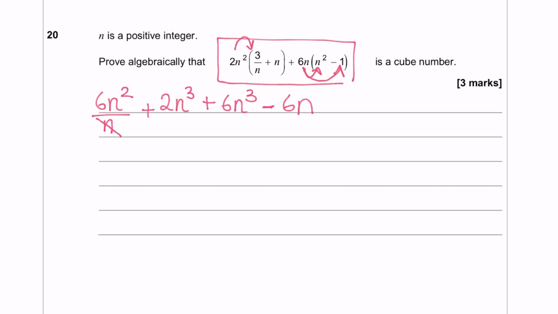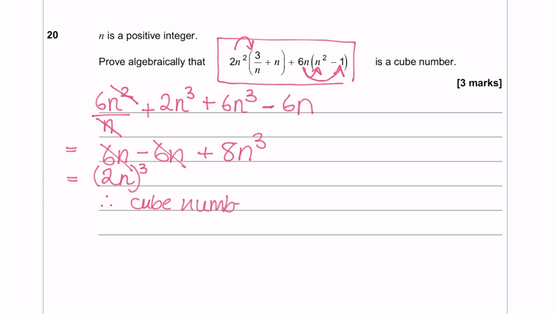Here we can see this cancels with that to leave us 6n. So we get 6n minus 6n. If we put those together, they disappear. And then we've got 2n cubed plus 6n cubed, which gives us 8n cubed. Okay, that's the same as 2n all cubed. And therefore it's a cube number, because you've got something with a cube sign outside.